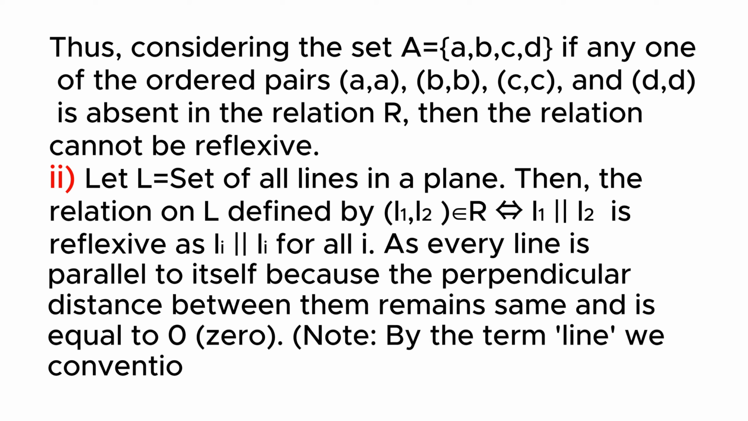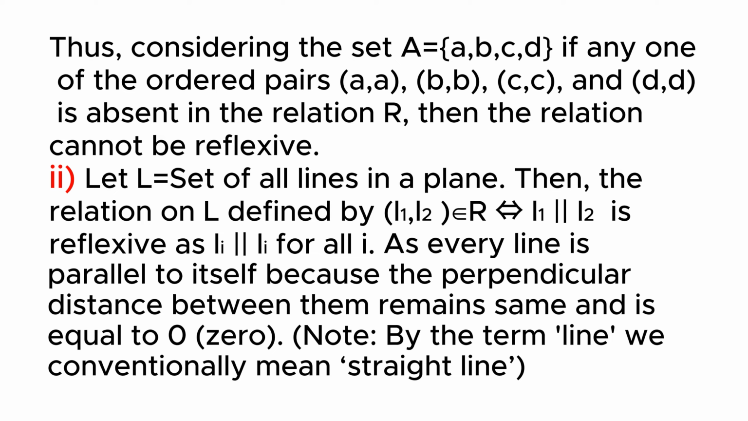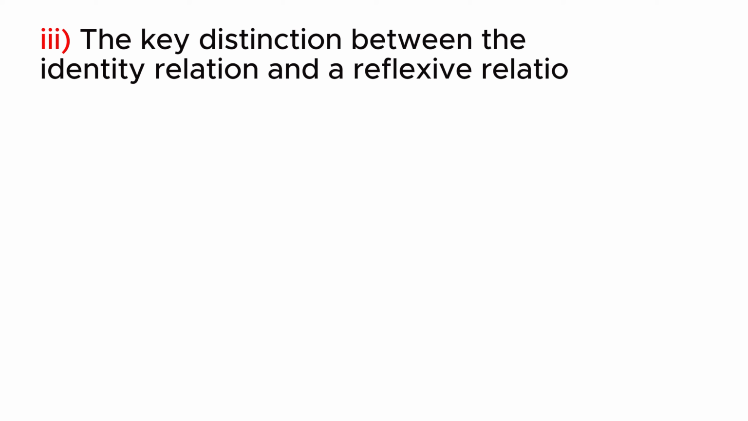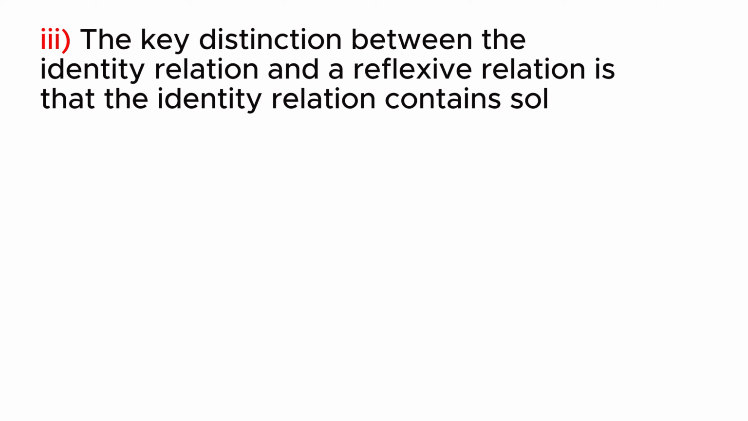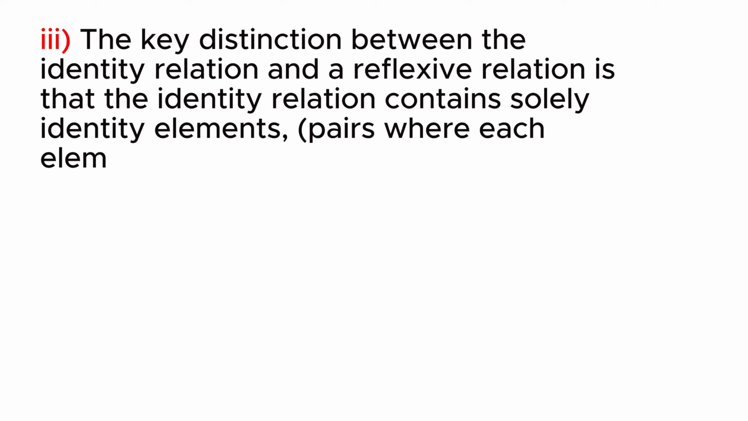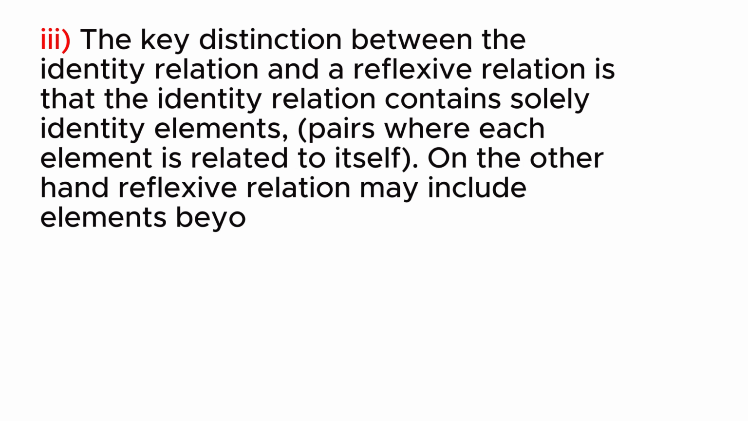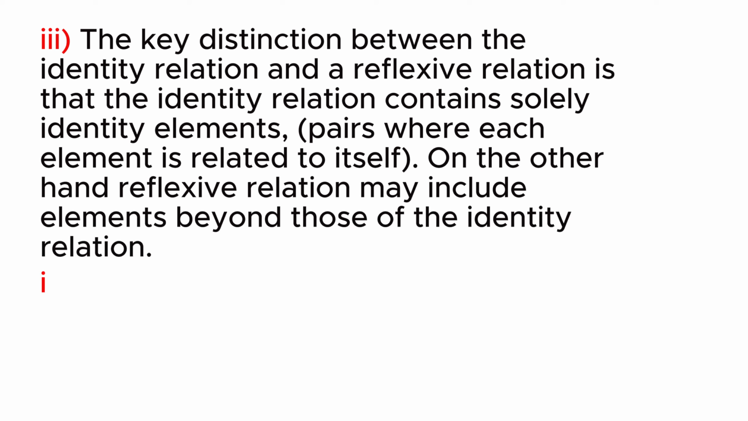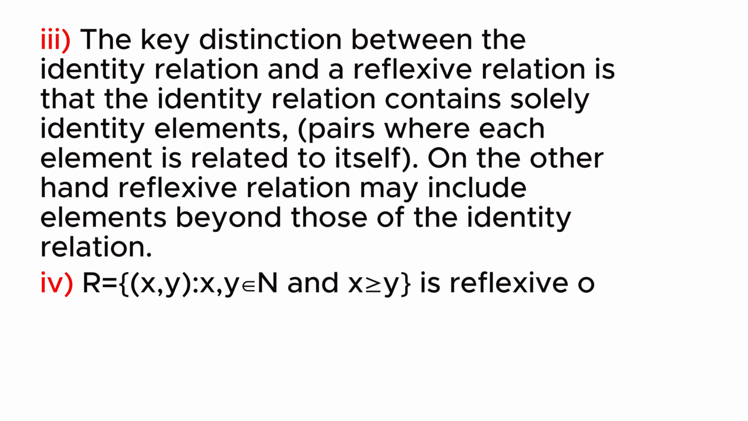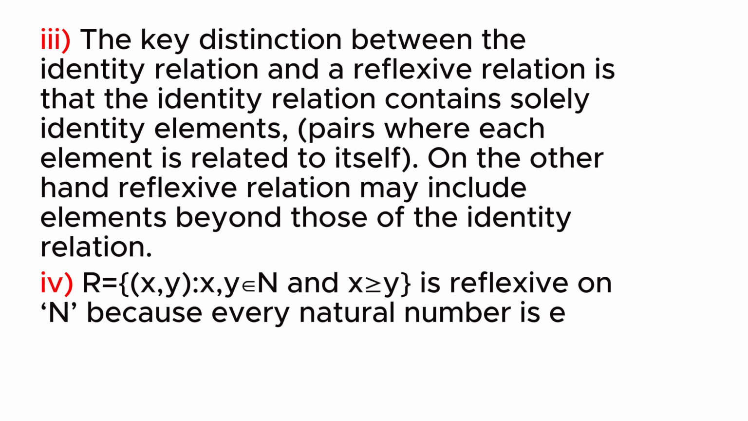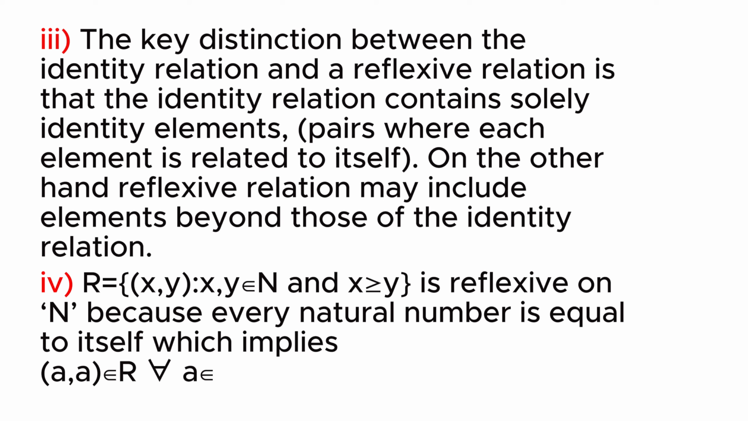Note, by the term line we conventionally mean straight line. Third, the key distinction between the identity relation and a reflexive relation is that the identity relation contains solely identity elements, pairs where each element is related to itself. On the other hand, a reflexive relation may include elements beyond those of the identity relation. Fourth, R = {(x, y) such that x, y belong to natural numbers, and x is greater than or equal to y} is reflexive on N, because every natural number is equal to itself, which implies (a, a) belongs to R for all a belongs to N.